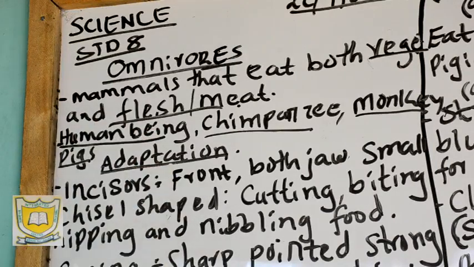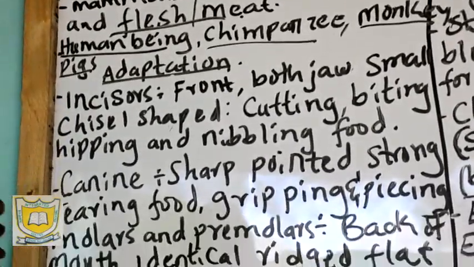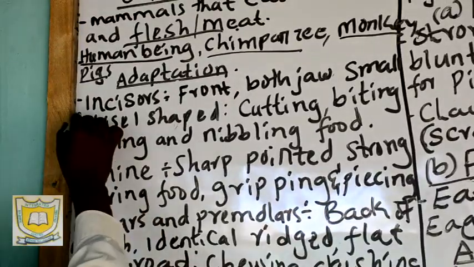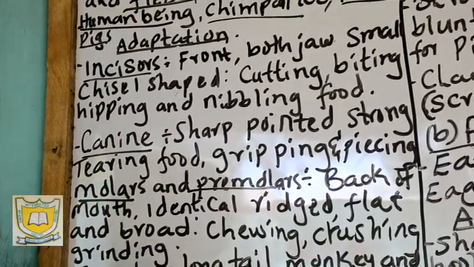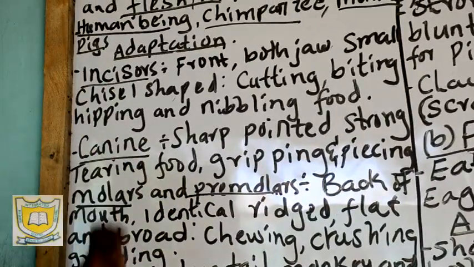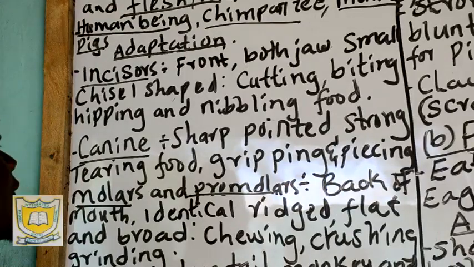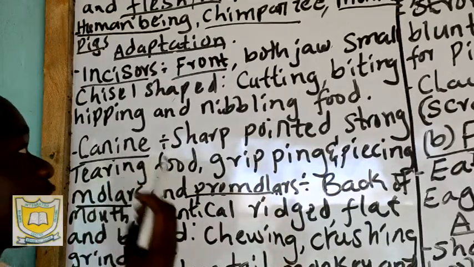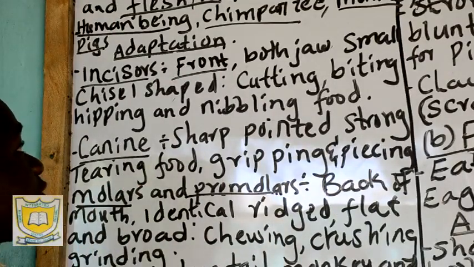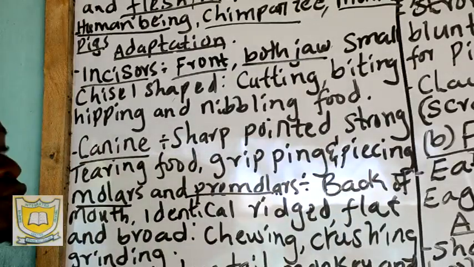Now we are going to discuss the adaptations. Number one, they have teeth. Human beings have incisors, canines, molars and premolars. What are the adaptations of these teeth towards feeding? Number one, the incisors appear at the front. When you observe your mouth, the teeth just at the front of the mouth are what we call the incisors. They are on both the lower jaw and the upper jaw.